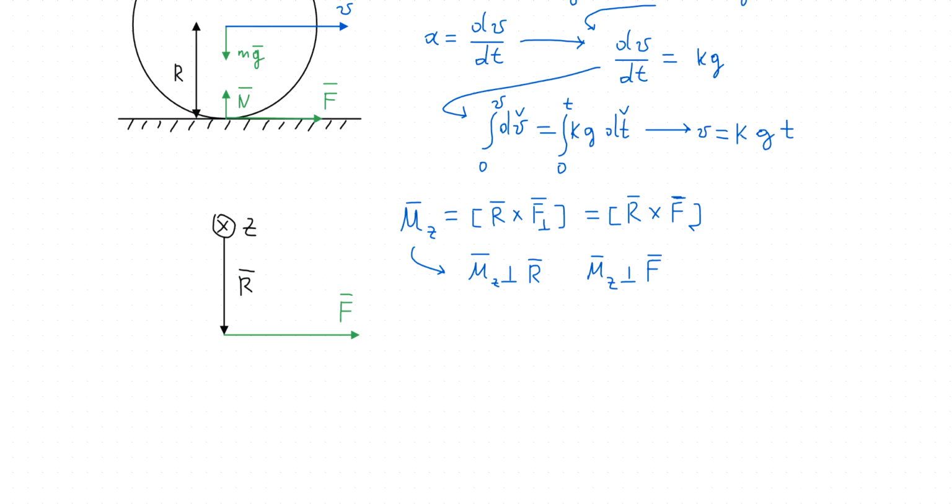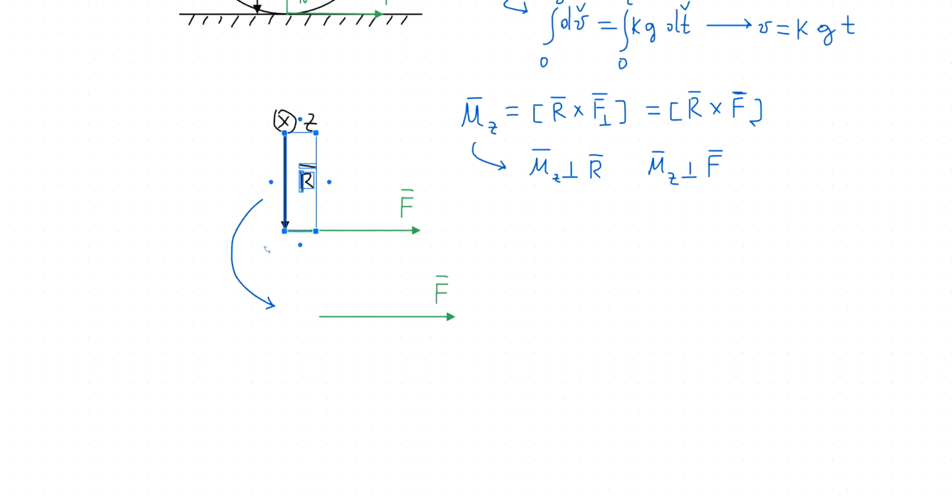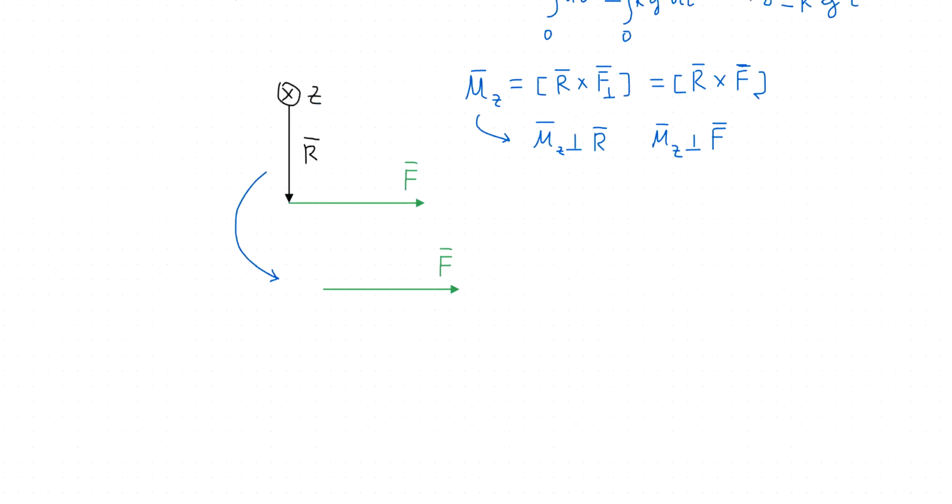Because this is correct, from the screen to us, okay, according to the right-hand rule. I'll redraw this picture again, and I'll put the beginnings of vectors F and R together. I'll move this and redraw the picture in such a way.